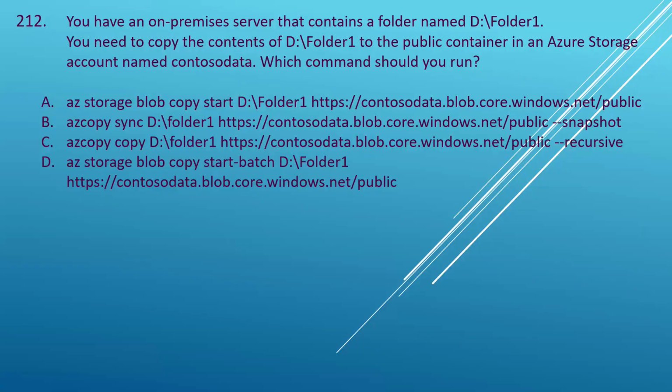Question number 212 of the series. You have an on-premise server that contains a folder named D folder 1. You need to copy the contents of D folder 1 to the public container in an Azure storage account named Contoso Data. Which command should you run? And your options are AZ storage blob copy start D folder 1 https contosodata.blob.core.windows.net/public.